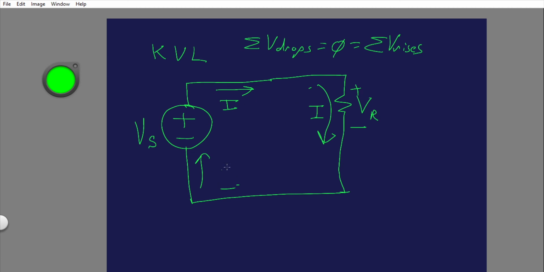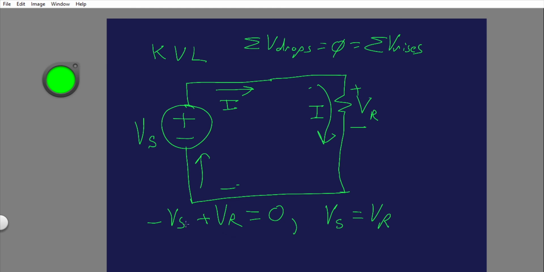Basically we're going to say that I'm always going to go around the loop clockwise. I don't have to. You don't have to. But I prefer that you always go around clockwise because it makes your problem easier to check. And so if I go into a minus terminal, I'm always going to write that as a minus Vs. And then if I go into a positive terminal, I'm going to write that as a positive Vr. And that equals 0. And what that really means is that Vs equals Vr.